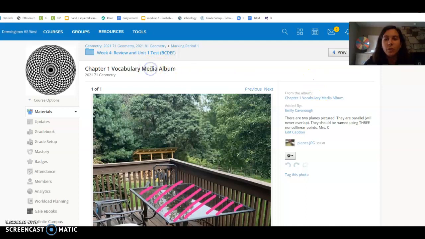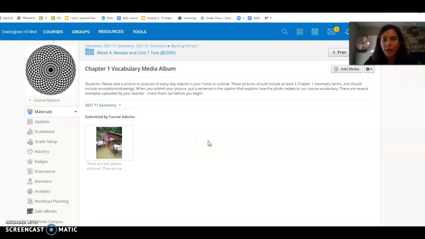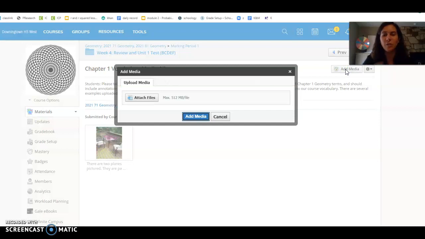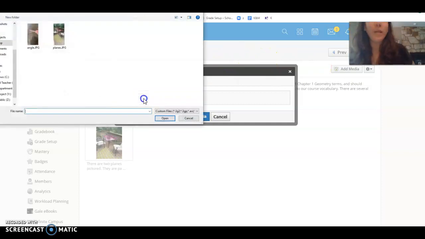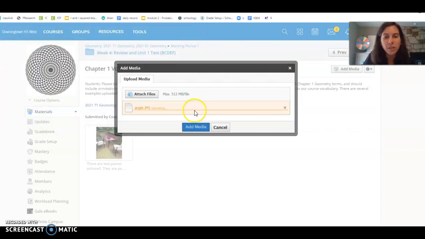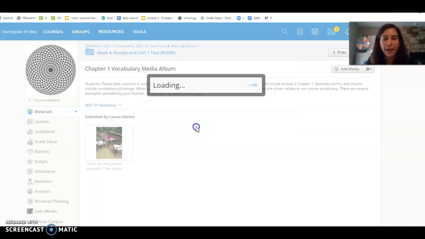When you add something to the media album, I don't love how it looks. So this might be a little bit different for you, because when my kids were doing this on their iPad, they can do the caption before they hit add media, but it's a little bit different on a computer. So if we wanted to attach a file, I have another little picture here, which I'm really excited about. We're going to add the media.